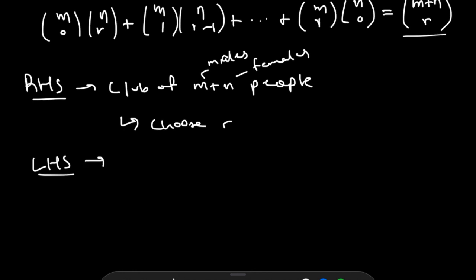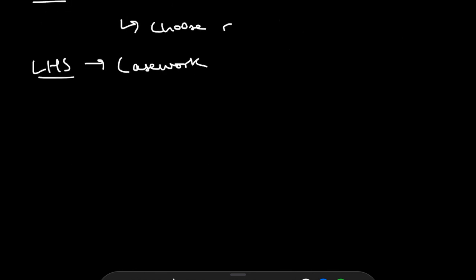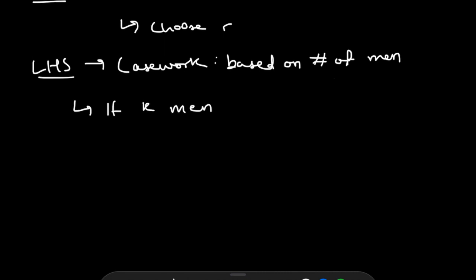So the left-hand side, since it's a sum of products of binomial coefficients, we can do casework on this left-hand side. And the way we're going to do casework on this is we're going to divide the cases based on the number of men in the committee that we're choosing. So if there are k men in the committee of r people, then there have to be r minus k women, right? Because there's a total of r people in the committee. If k of them are men, r minus k must be women.